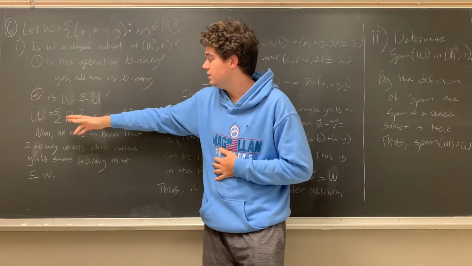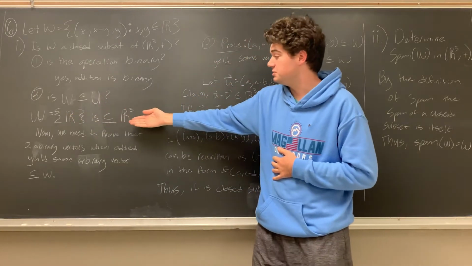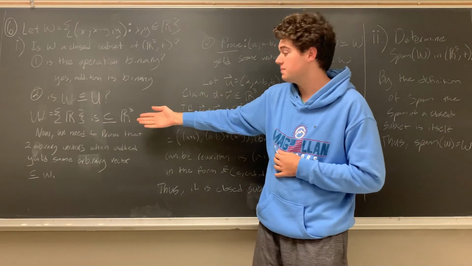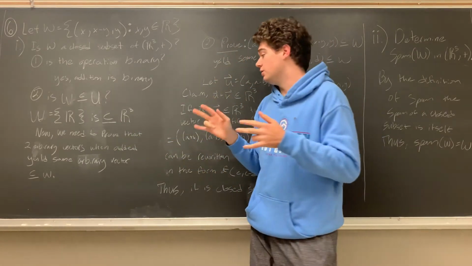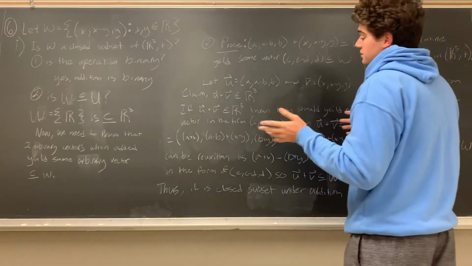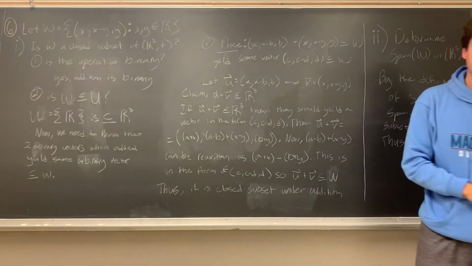So W is considered a subset of R3. Now we need to prove that two arbitrary vectors, when added, yield an arbitrary vector within the subset W. So now I'm going to hand it off to Zach, where he's going to explain the proof.